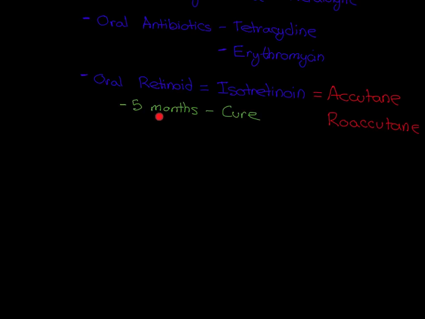So you take it for a period of about 5 months. You take it every day, once a day, usually with something, usually with meals, because it is a fat-soluble compound, because it's a retinoid, and retinoids are derived from vitamin A. Vitamin A is a fat-soluble vitamin, so you need to take it with some sort of fat, so a glass of milk or something like that.